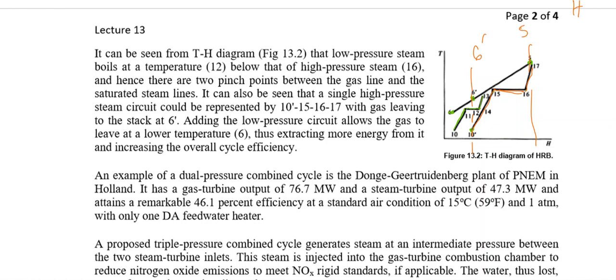Now installing another pressure circuit, which is the low pressure circuit, in the HRB, we are getting another enthalpy drop from the gases, and that is from 6 dash to 6, and it will be gained by the low pressure circuit from 10 to 13. So by installing a low pressure circuit, we are getting enthalpy which is a little bit more than the enthalpy which was previously harnessed. So in this manner, we are having efficiency which would be much better than the efficiency of a single pressure circuit or single pressure combined cycle.